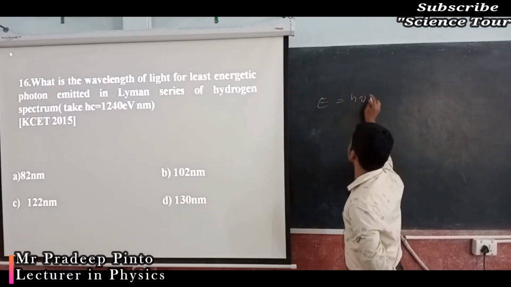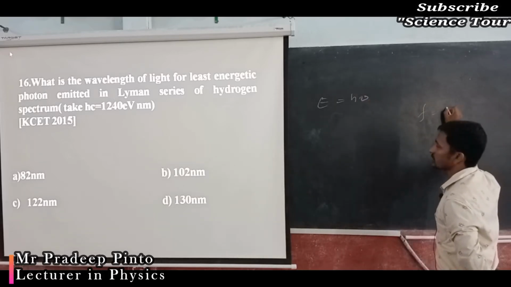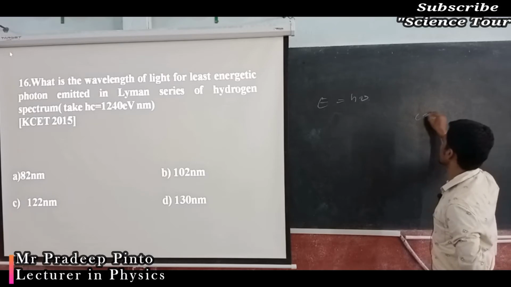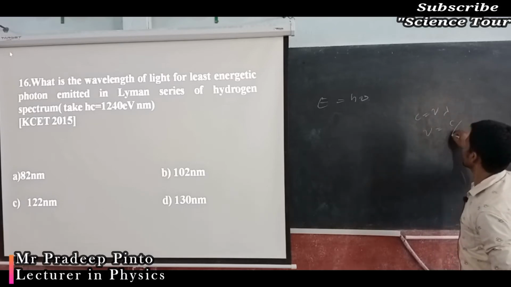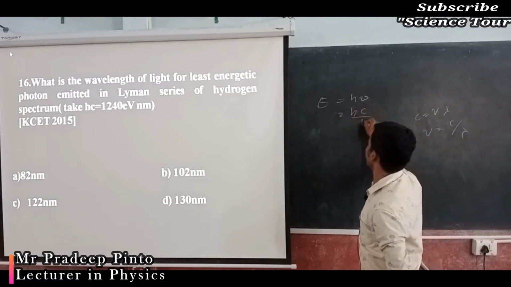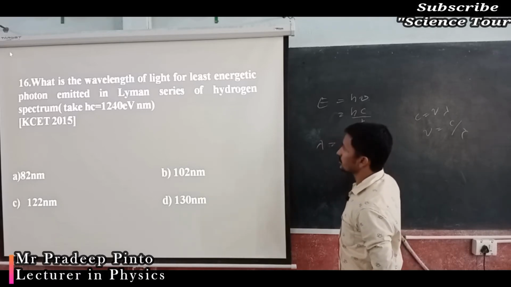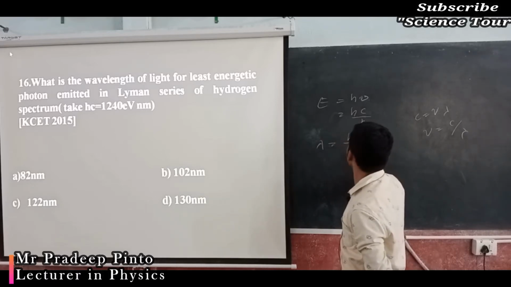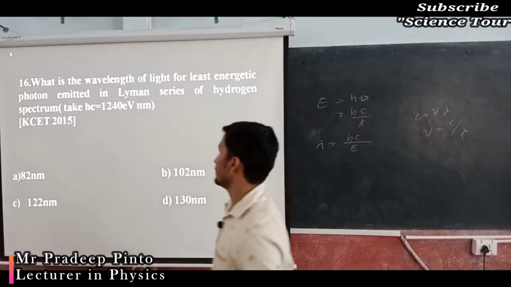h nu, isn't it? Frequency. Frequency means what? So c is equal to f lambda or nu lambda. So nu is equal to c by lambda, no? So you are going to get E is equal to hc by lambda. Now lambda you have to find out. Lambda is equal to hc divided by E. Okay, so hc is already given.